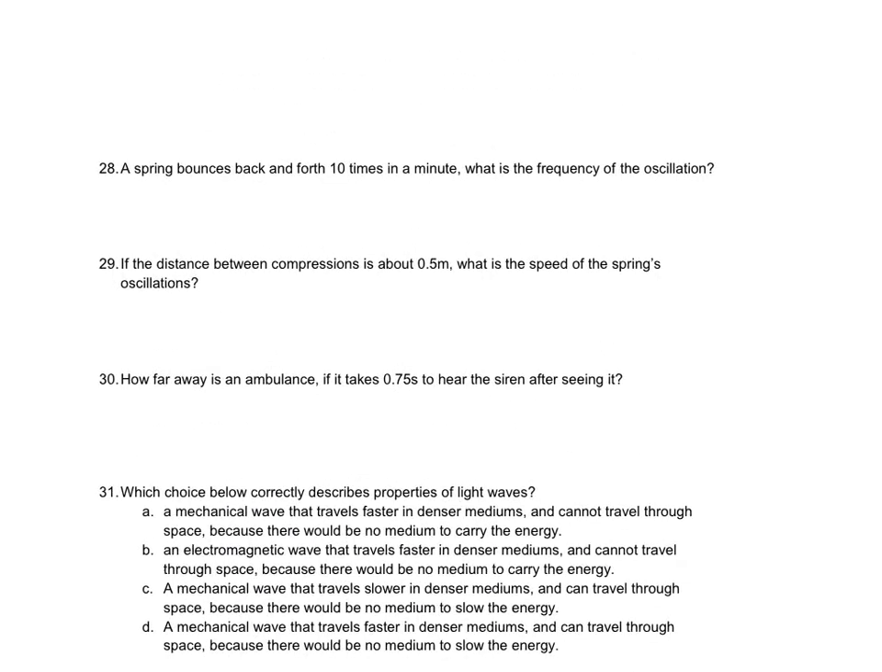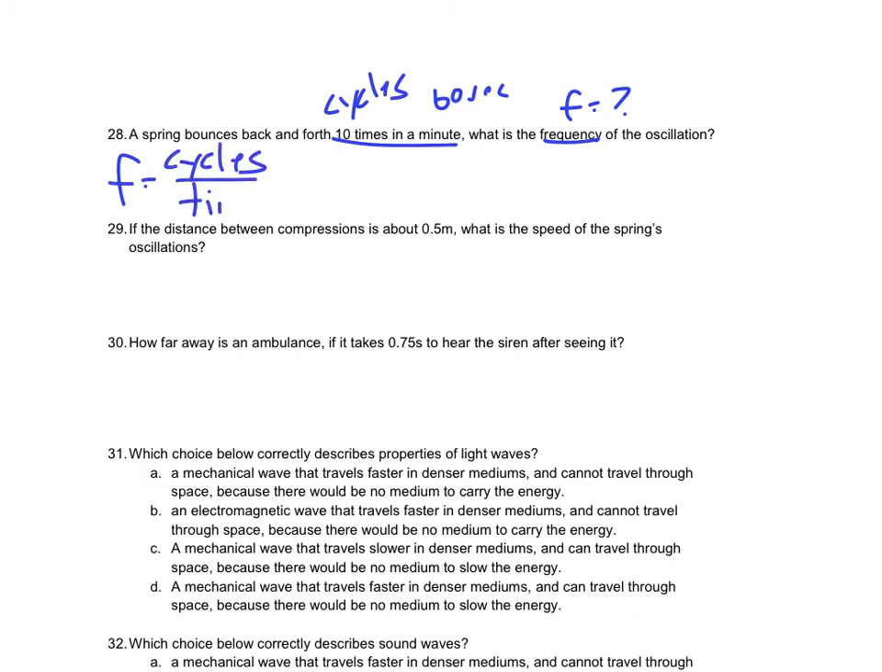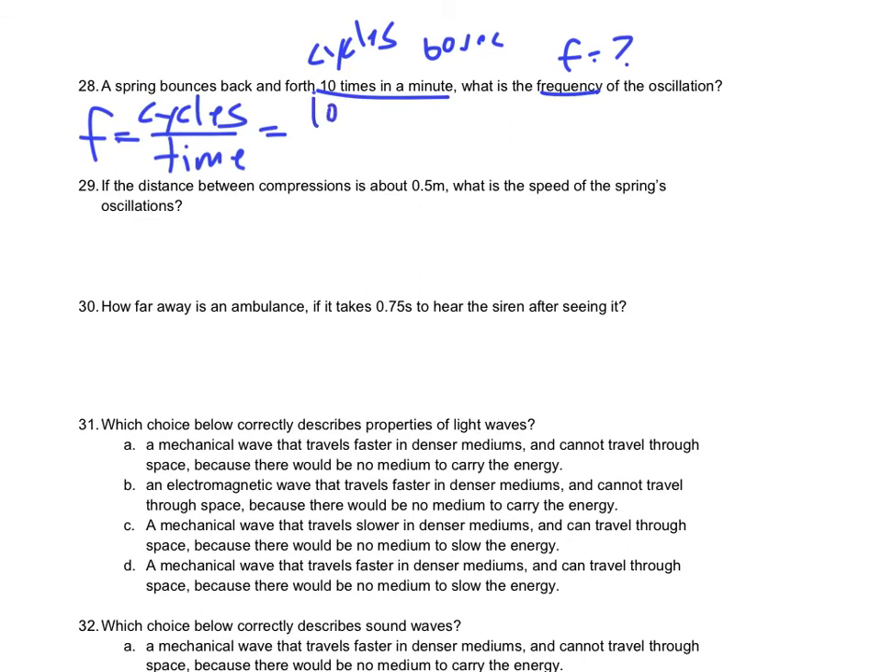Number 28. A spring bounces back and forth 10 times in a minute. So it's got 10 cycles in 60 seconds. What is the frequency? So we want to know what F is. Remember, frequency is cycles over time. If the cycles are 10, and we're in 60 seconds, 10 divided by 60 is going to give me 0.17 hertz.